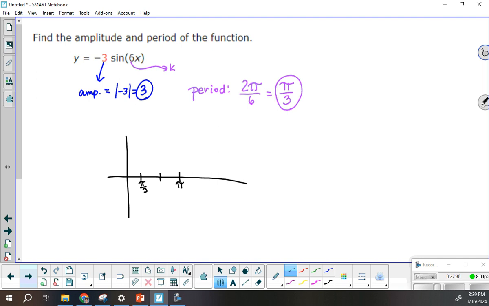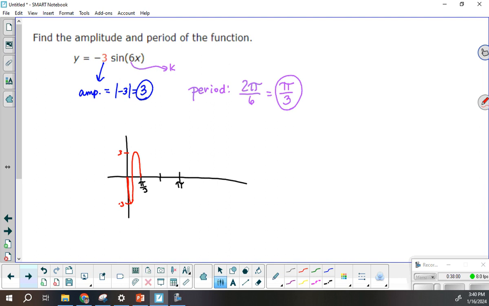Our amplitude, first of all, there's a minus, so it's going to flip down, and it goes to 3. So let's say this is -3. Let's say this is +3. It would look something like that. We would get through one whole period in pi over 3.